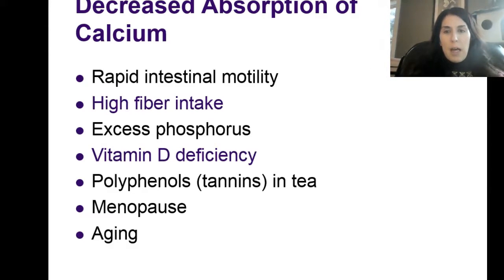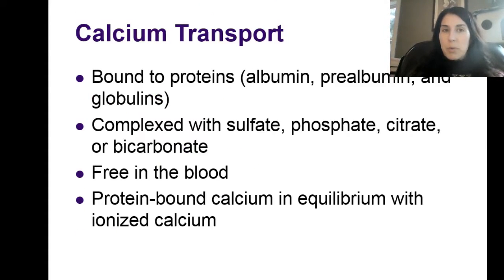So what impairs or interferes with calcium absorption? If you have rapid intestinal motility, like dumping syndrome, or you eat a whole lot of fiber, don't take fiber pills with your calcium, please, if you want it absorbed. Excessive phosphorus, vitamin D deficiency, and drinking a lot of tea, because the tannins in the tea will interfere. Women going through menopause will have lower levels of estrogen, and just in general, the aging process leads to decreased calcium absorption.